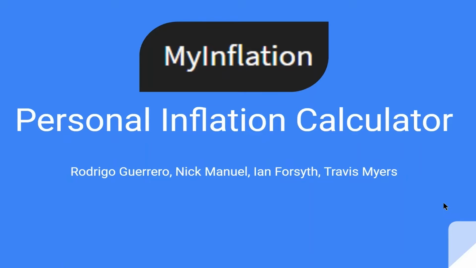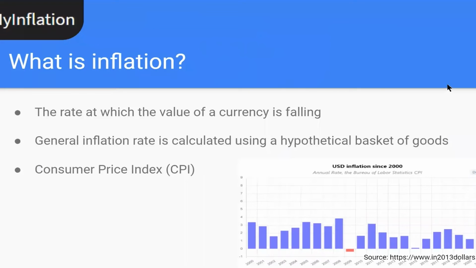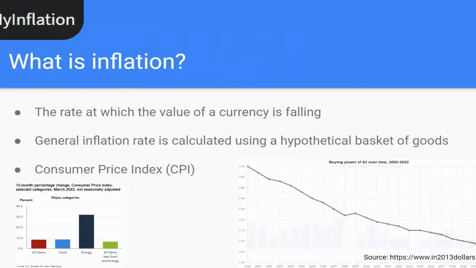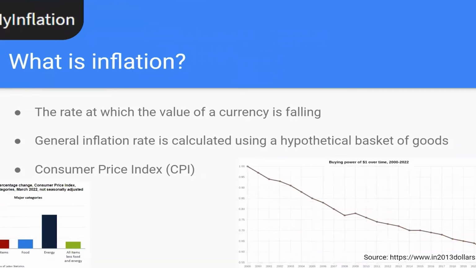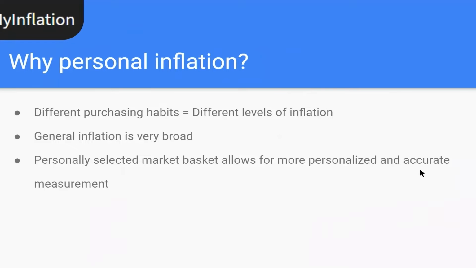Our desire to pursue this project stemmed from current economic crises and the lack of free, personalized tools that help individuals with financial planning. So what is inflation? Inflation is the rate at which the value of a currency is falling. Official inflation rate is calculated using a hypothetical basket representing what the US population consumes on average. CPI is the most frequently used measure to calculate this, as it measures the average change in price of items over time. Because everyone has different purchasing habits, perceived levels of inflation can differ from official inflation.